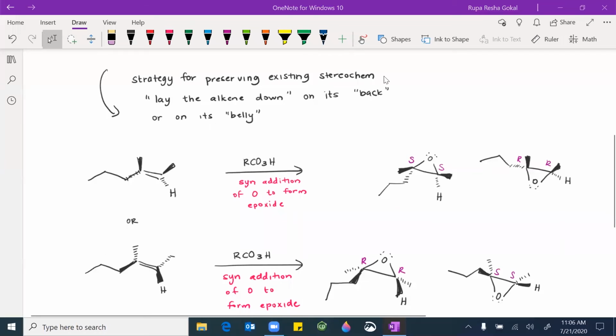Okay, Jera? Okay, I thought I was following and now I feel completely lost. So is this for any kind of reaction with an alkene that has existing stereochemistry? Yes.